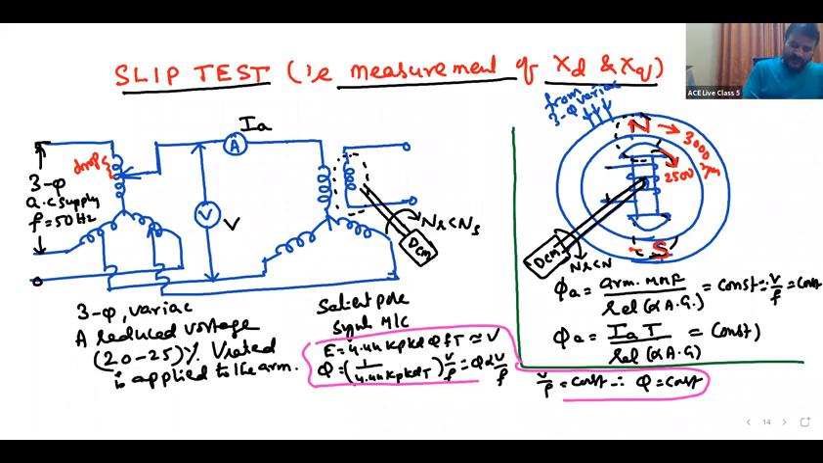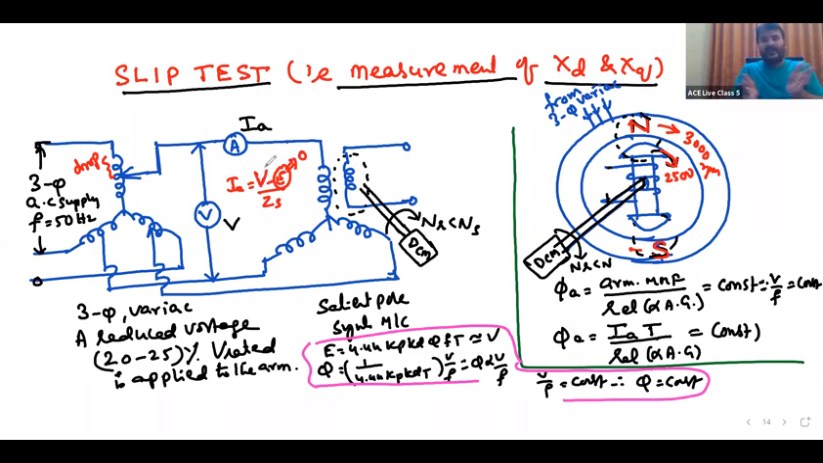We have to apply a reduced voltage to the armature. Why? Because if you apply rated voltage, what will be the current? Tell me. The armature current Ia is equal to (V minus E) divided by Zs, under actual loaded condition. But when excitation is 0, this E will be 0. When E is 0, the current is simply V by Zs.